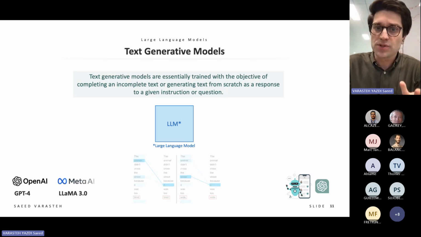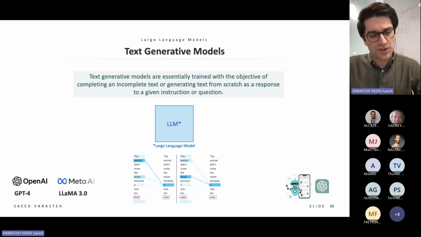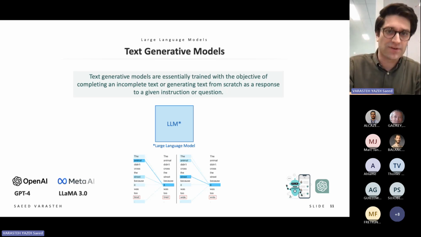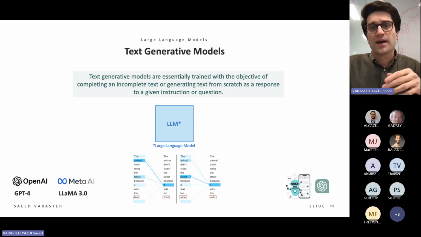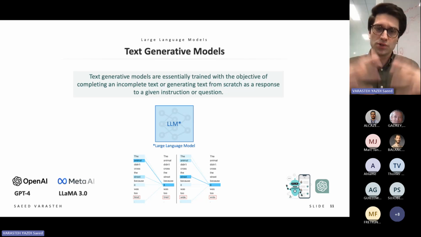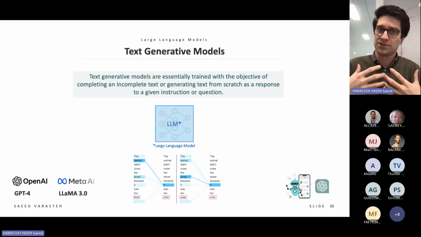LLMs, you can see them like that. These models try to track all the relationships between the words and between the sentences, across all the documents they have seen, a vast amount of data. And then they save all this information into their parameters. So you can see them now as huge computational machines that can generate text.